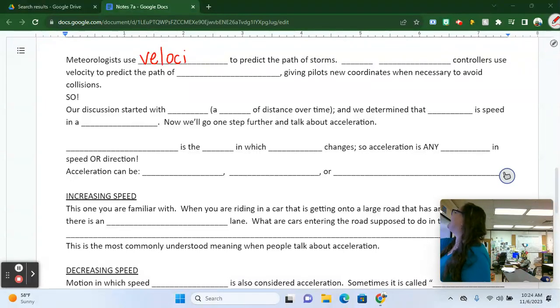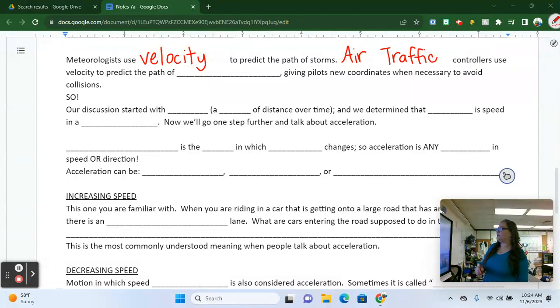Meteorologists use velocity to predict the path of storms. Air traffic controllers use velocity to predict the path of airplanes, giving pilots new coordinates when necessary to avoid collisions.